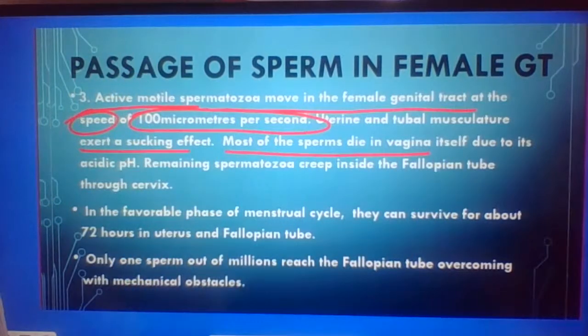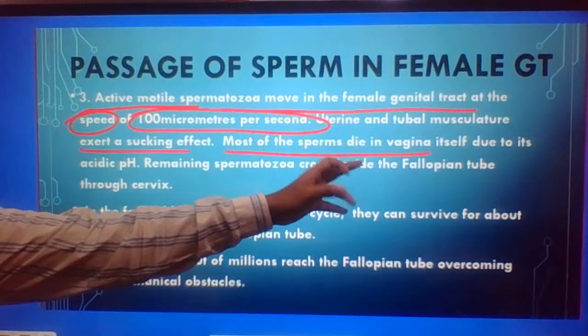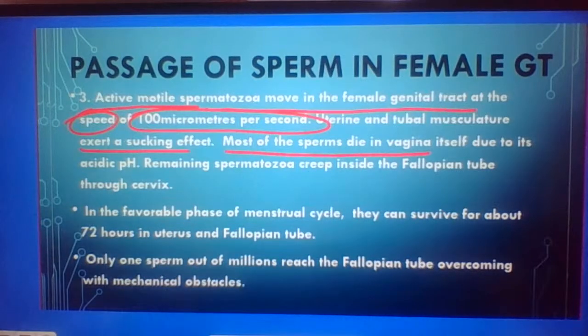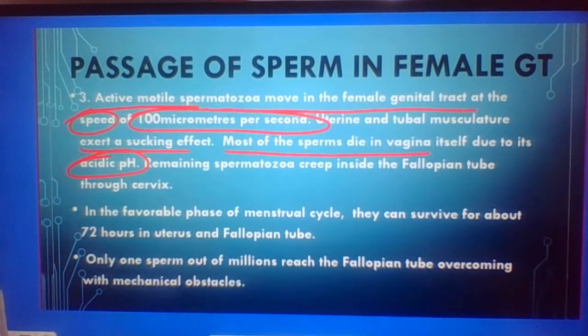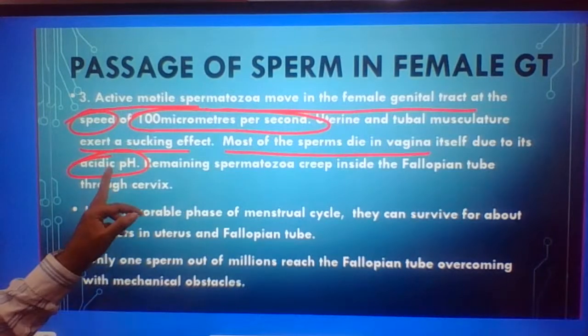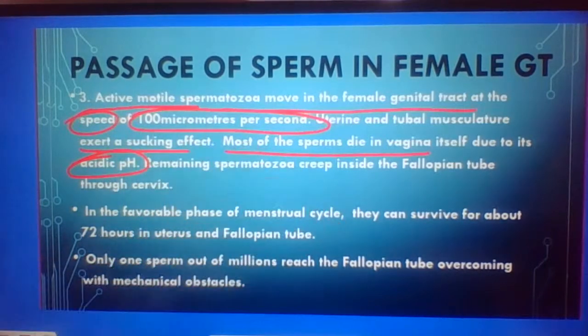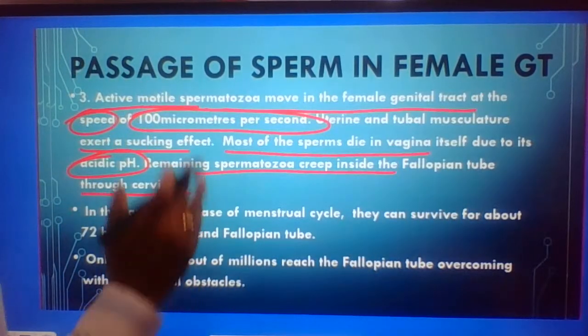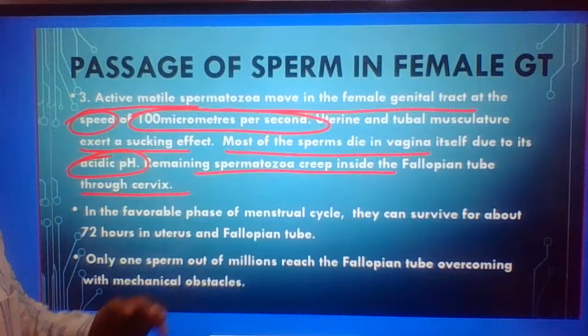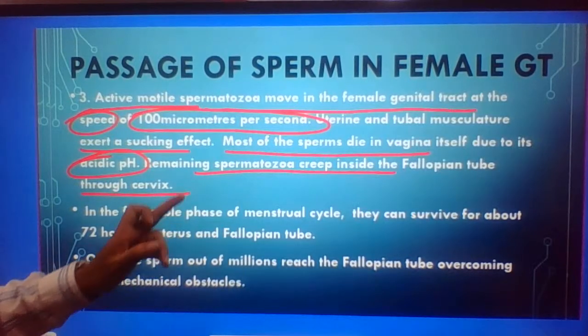Not all the sperms that come in will go to the fallopian tube. The majority of the sperms die in the vagina itself. The reason is that the vagina has an acidic pH, which the sperms cannot tolerate, so many sperms die there. The remaining spermatozoa creep inside through the cervix and reach the fallopian tube. So this occurs in this case.